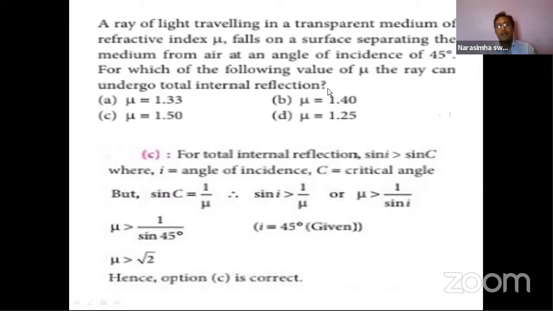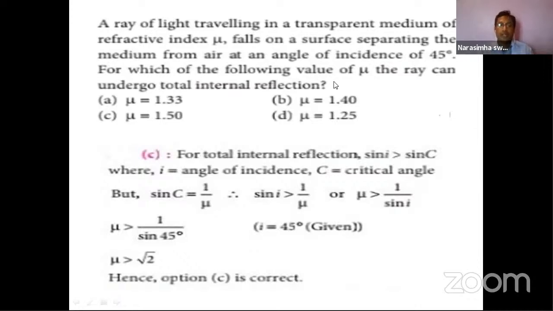So he's asking what the mu value will be such that when the light ray is incident at 45 degrees, it should come back into the same medium. So what would be the refractive index of this medium, he's asking? And we know the formula. Critical angle is involved here.